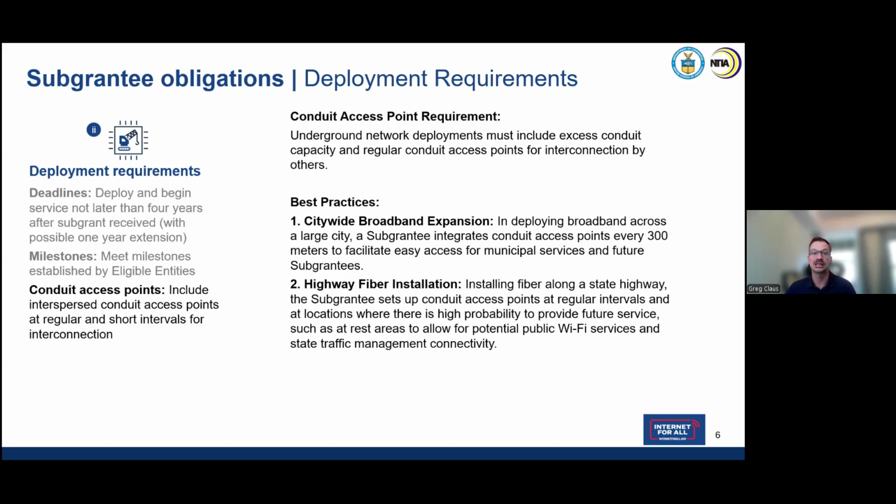So if you're thinking about a citywide broadband deployment, best practice is to do integrated conduit access points every 300 meters. If you're building a network that goes through a highway, you should consider where your access points are, potentially allowing for public Wi-Fi services at rest stops or parks along the way, and state traffic management connectivity. These are, again, best practices, not requirements, but definitely something you should integrate into your plan.